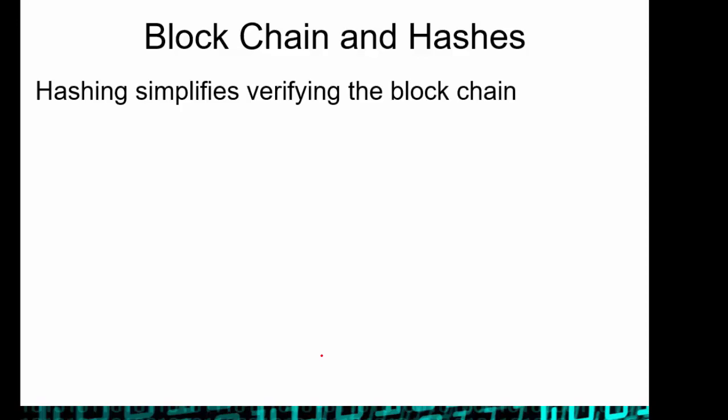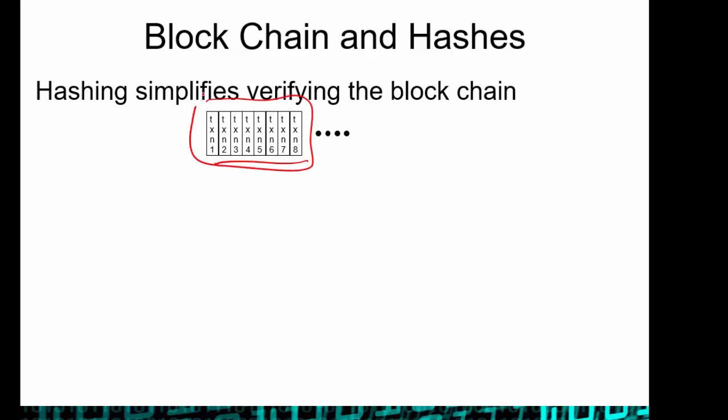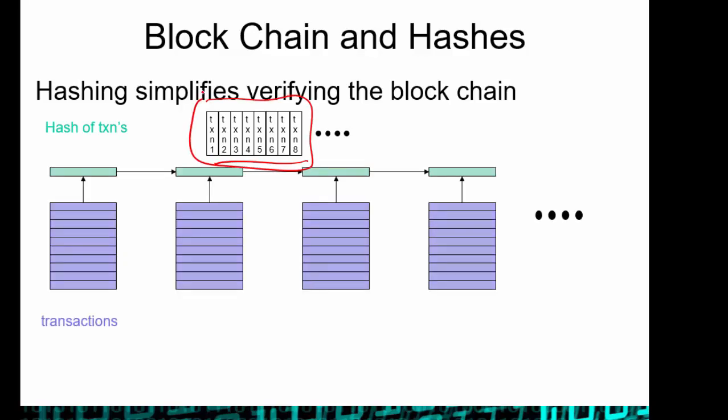So let's talk about how hashes fit into blockchains. Hashing simplifies verifying that blockchain. Remember, we have to read back through that whole ledger, and reading this huge ledger would take a long time. So what happens is you take a group of transactions, and then you go ahead and hash those. So this is just arbitrary sized input, and you're going to go ahead and produce a hash on the output.